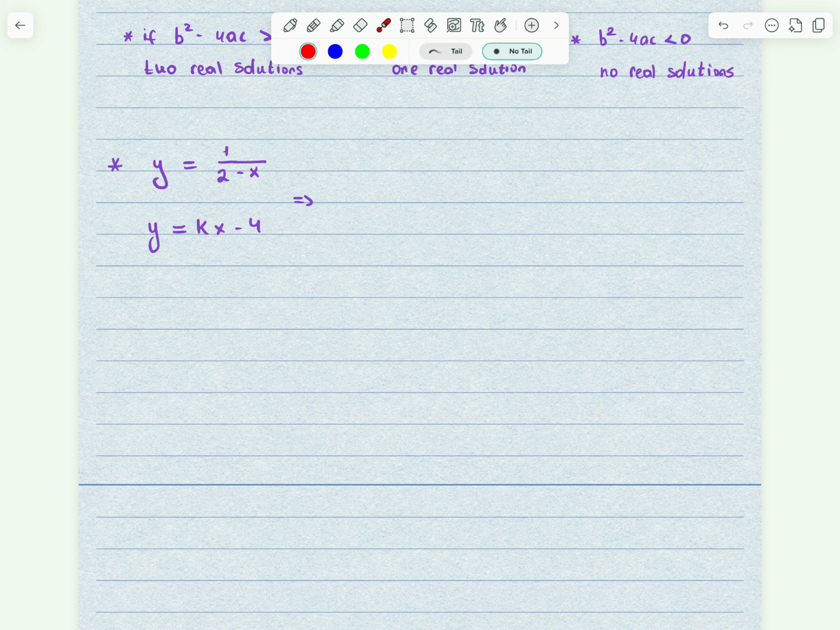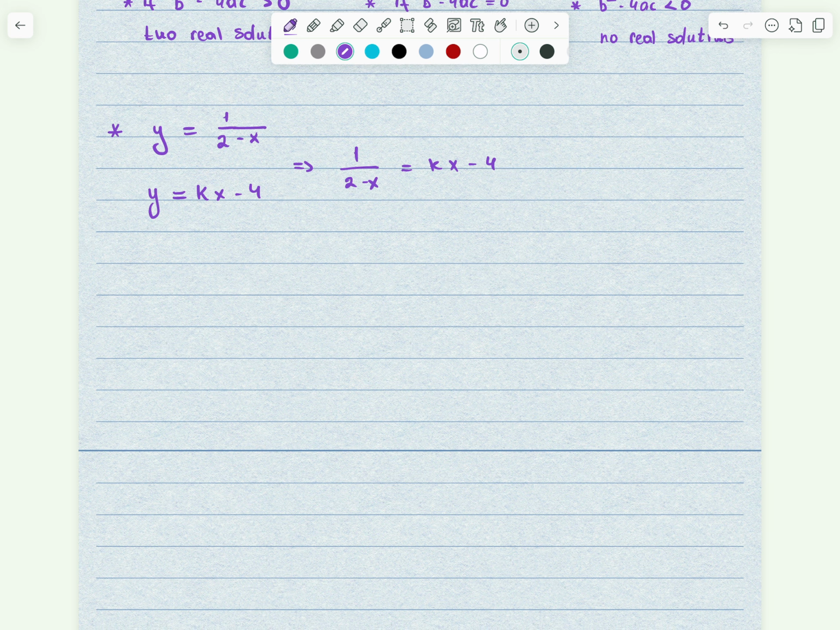Instead, since the intersection has a common y point, the y's can be the same, which means I can equalize these two equations. 2 minus x equals kx minus 4. Okay, so the rest of this is going to be pure algebra.